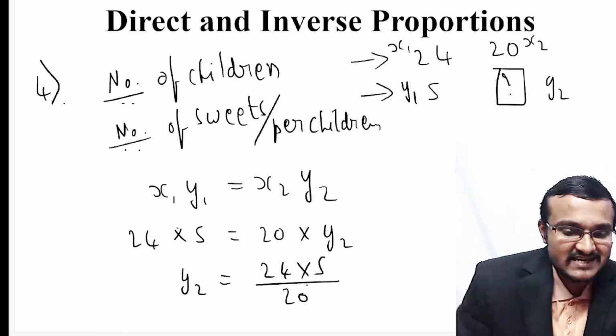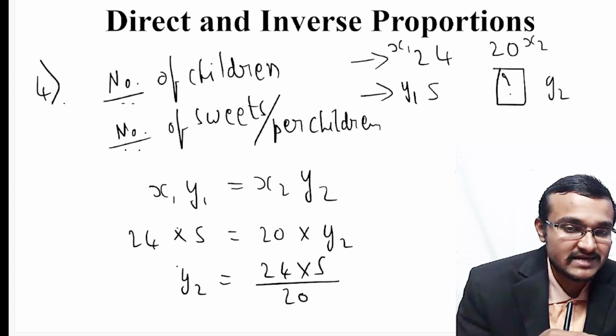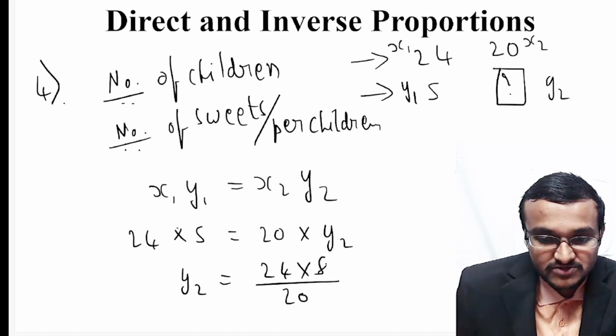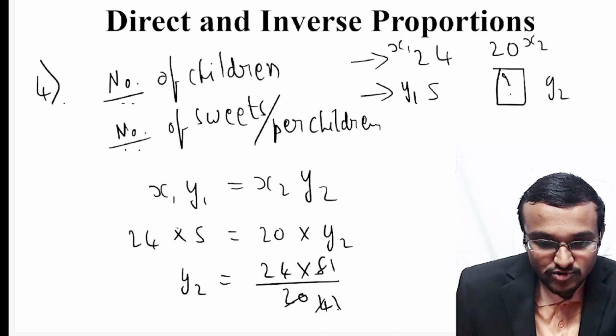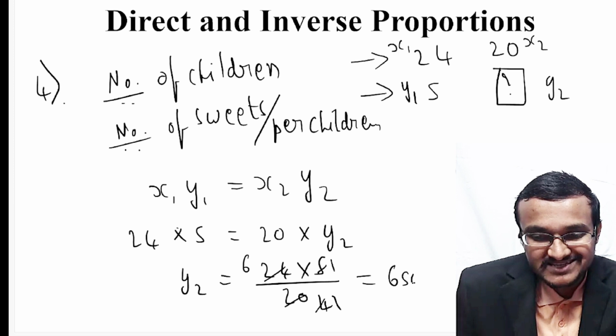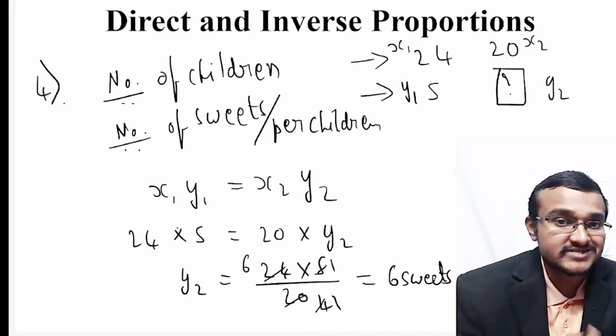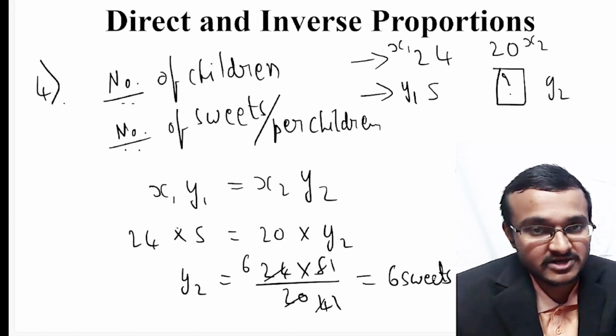I'm just interchanging LHS and RHS. So when 20 comes to the other side of the equality symbol, it will go to the denominator. So 5 ones are 5, 5 fours are 20, 4 ones are 4, 6 are 24. So 6 sweets each child will be getting if the number of children got reduced from 24 to 20. So 6 sweets is the answer for this fourth question.